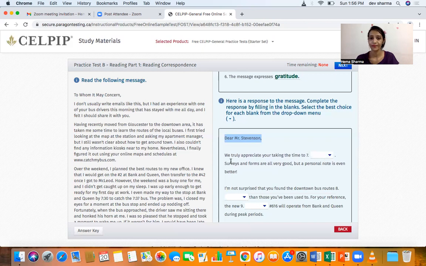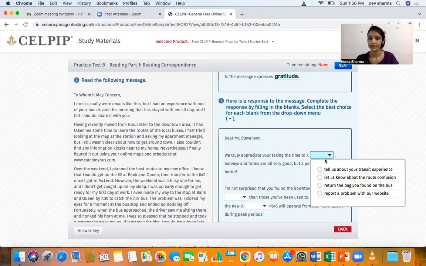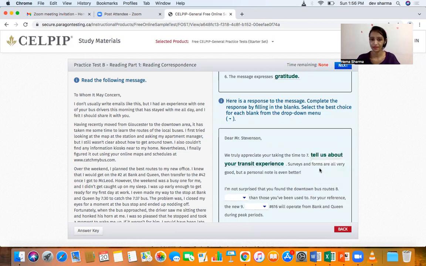So now let's see. We truly appreciate your taking the time to tell us about your transit experience. What he could have written here when he has got a letter of thanks: tell us about your transit experience. Let us know about the route confusion? There was no route confusion. Return the bag you found on the bus? The bag was not lost. Report a problem with our website? There was no problem. He found the solution. So it is about, tell us about your transit experience.